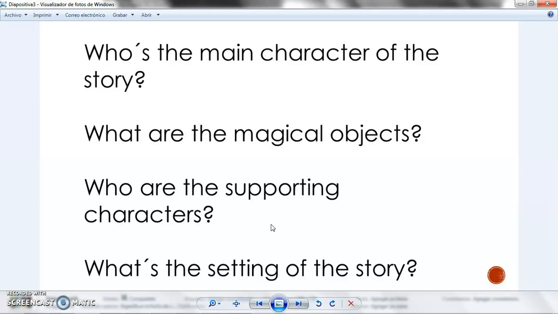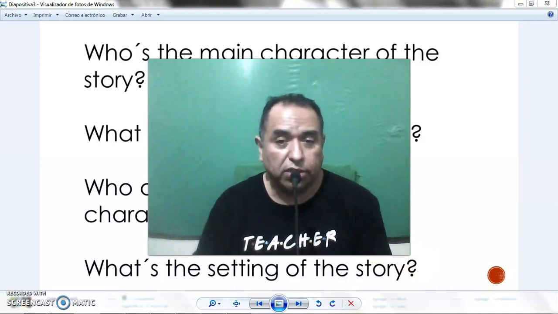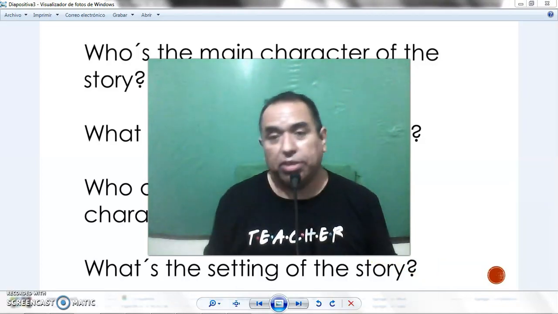What are the magical objects? Well, Shrek also has some things that can help him. In Shrek 2, he becomes a handsome man. There are magic mirrors in Shrek as well. Supporting characters. Well, there are a lot of supporting characters in Shrek, in Aladdin, in Harry Potter. The secondary characters. The setting of the story, normally you're going to have castles or places that are very distant and wonderful.